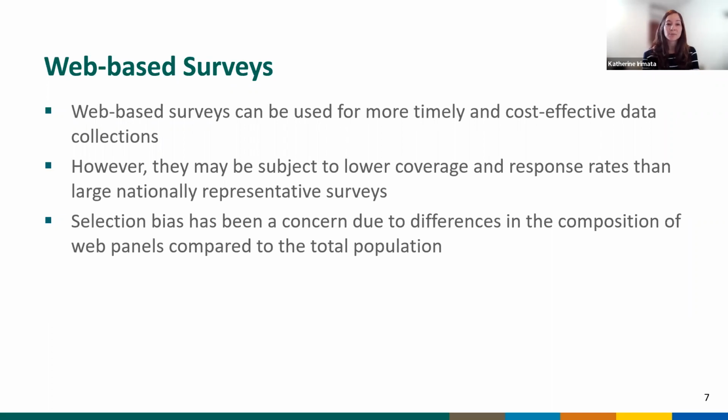And selection bias has been a particular concern due to differences in the composition of web panels compared to the total population. So for example, for some web panels, it's been seen that panel members might be more educated or have a higher income compared to individuals who don't participate in panels. And in addition, there's been concerns about the accuracy of estimates related to disease incidence because individuals who participate in panels might be healthier or have lower disease incidence than those who are sicker and wouldn't be able to participate in the panel.